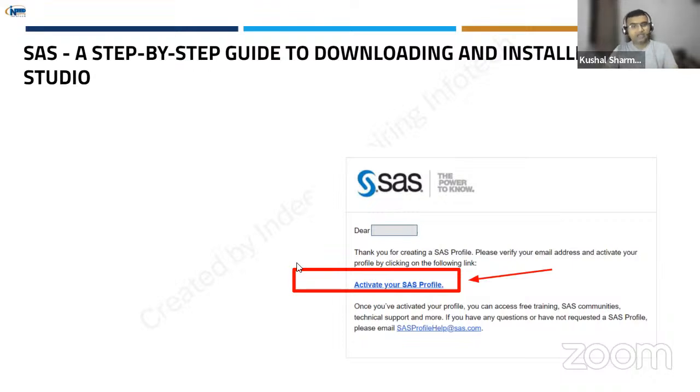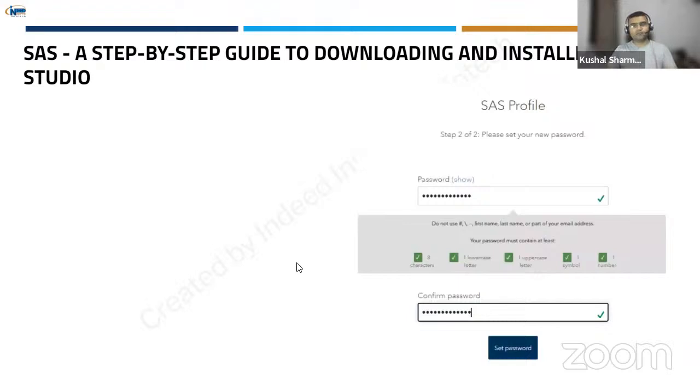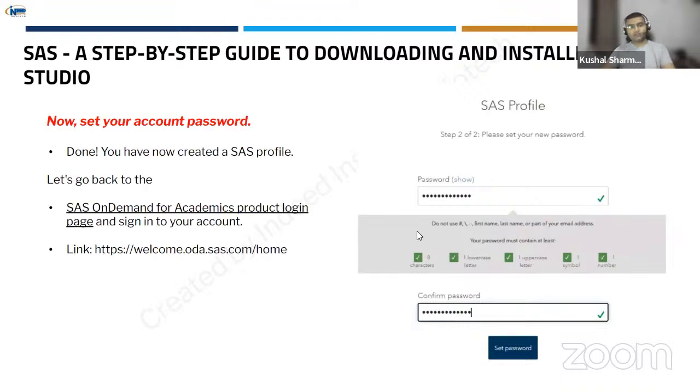Once you click on Activate your SAS profile, what is going to happen? It is going to ask you to set your new password, or it may not ask. If it is asking, then set the new password. If it is directly allowing you to log in, you can directly log in. Okay, so you can put the password over here and then try to log in. Follow whatever rules are there: 8 characters, one lowercase, one uppercase, one symbol, one number. Just follow the rules.